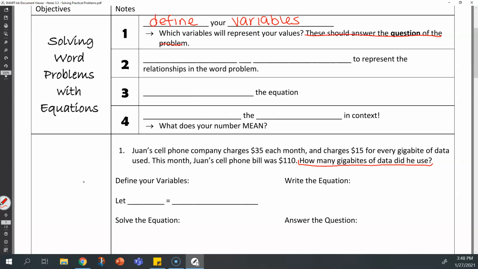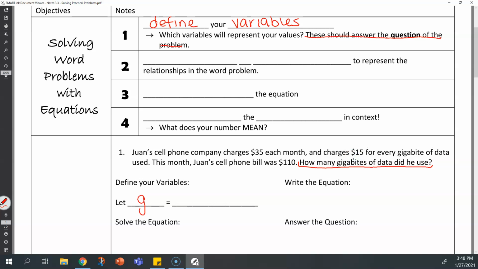So G, I'm going to pick G as my letter because I'm working with gigabytes of data. You can pick X or you can pick Y, all of that's fine. I just like to use something that's relevant in context. So I'm going to use G. So I'm going to let G equal whatever the answer to this question is. How many gigabytes of data? So my answer is G represents however many gigabytes of data was used.